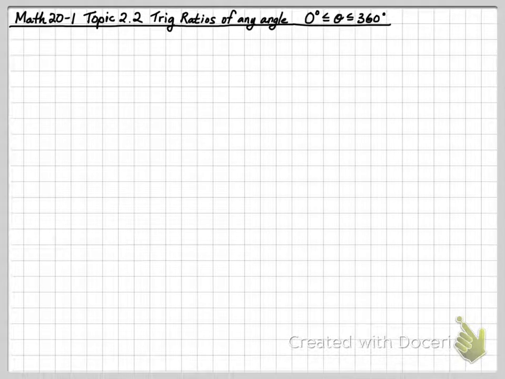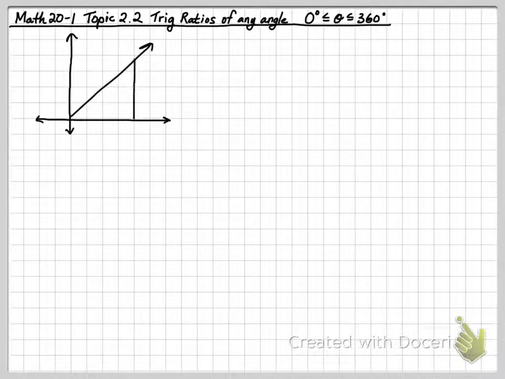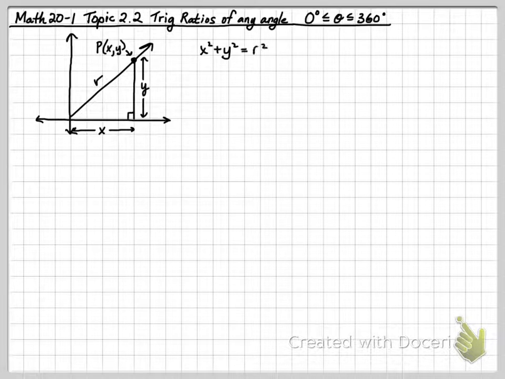In topic 2.2 today, we're looking at trig ratios of any angle from 0 to 360 degrees. First of all, what we're going to do is establish a point (x, y) on the plane. Notice that this point is x units away from the y-axis and y units above the x-axis. That point can be found as the distance from the origin, r, and r is going to equal the square root of x squared plus y squared.